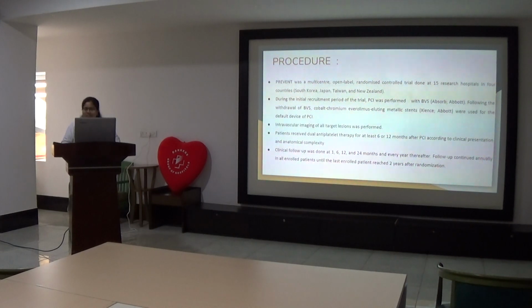Intravascular imaging of all the target lesions was performed. Patients received dual antiplatelet therapy for at least 6 or 12 months after PCI, according to the clinical presentation and angiographic complexity. Follow-up was done at 1, 6, 12, and 24 months and annually thereafter. Follow-up continued annually in all enrolled patients until the last enrolled patient reached 2 years after randomization.